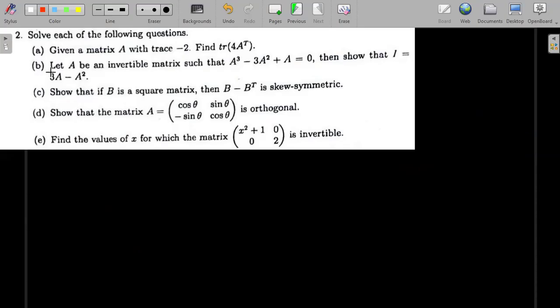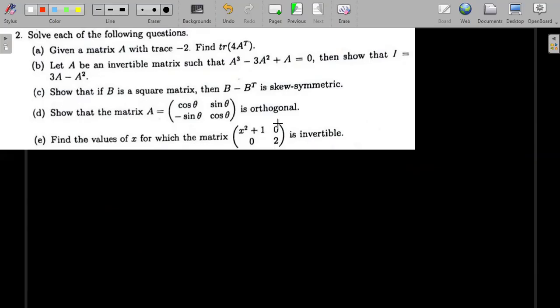So B, they're saying, let A be an invertible matrix such that A to the power 3 minus 3A squared plus A is equal to 0. Then show that the identity matrix is equal to 3A minus A squared. So this is a question from the tutorial sheet.